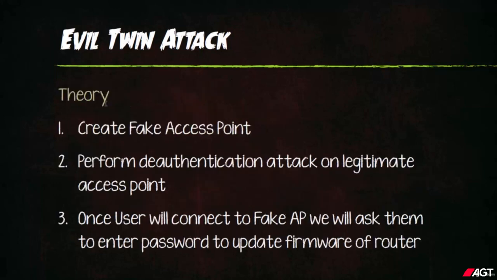So let me repeat the theory one more time. We will create a fake access point similar to the access point on which we are going to attack. So it will have the same name, but it will be an open access point, right? And we will perform a de-authentication attack on the legitimate access point. So if the user connects to the fake access point, we will ask them to update the firmware password, and hence we will get the password. So in the next video, I'm going to show you how to install the tool for the evil twin attack, and then we'll perform an evil twin attack.